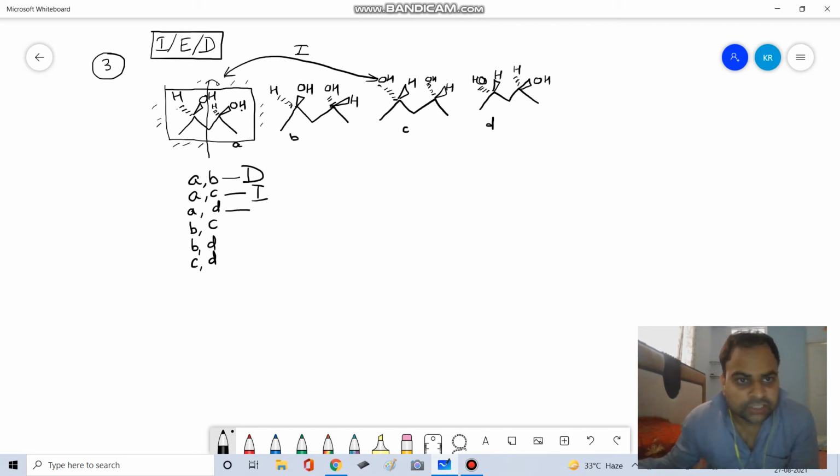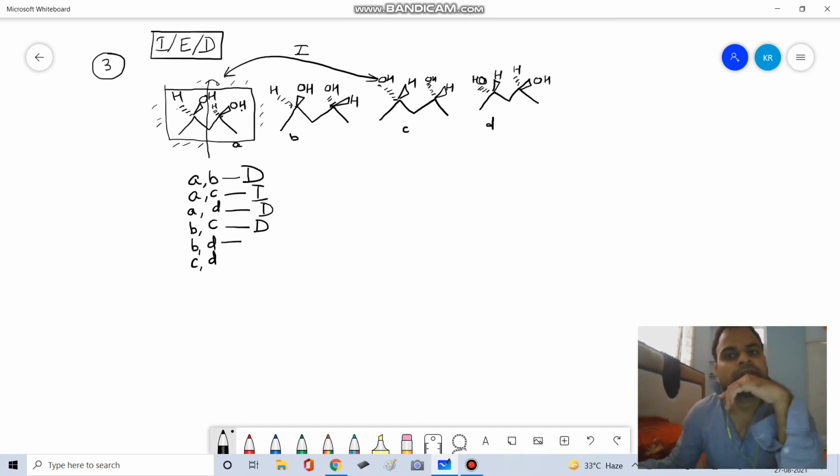Now what is the relationship between A and D? On the right side carbon the configuration looks the same, but on the left carbon it is different. So again they are diastereomers. What about B and C? Again you can see that they are diastereomers. What about B and D?